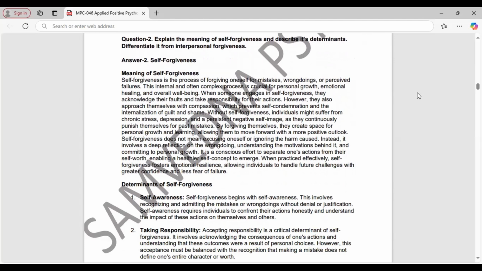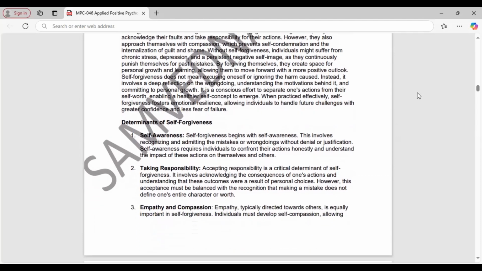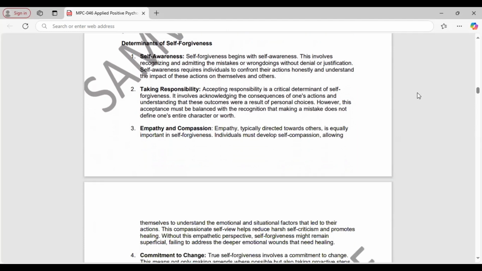Without self-forgiveness, individuals may suffer from chronic stress, depression, or low self-esteem. Importantly, self-forgiveness is not about excusing one's behavior, but requires deep reflection on the wrongdoing and a commitment to positive change. Determinants of self-forgiveness include self-awareness, recognizing and admitting one's mistakes without denial or justification is the first step towards self-forgiveness. Taking responsibility, accepting responsibility for actions and their consequences is essential, but individuals must avoid defining themselves solely by their mistakes.